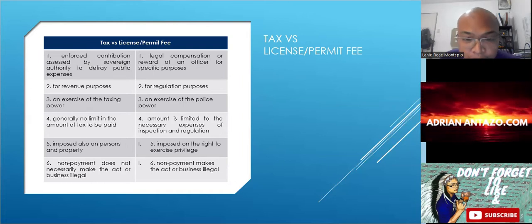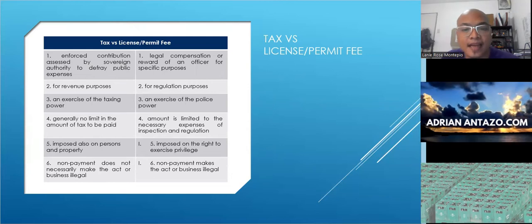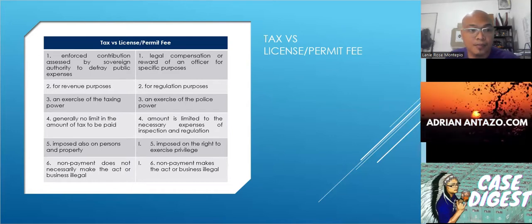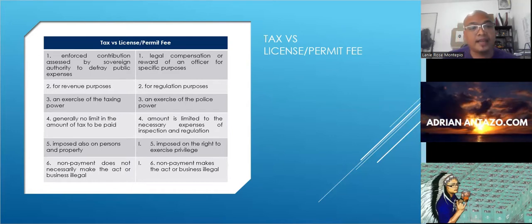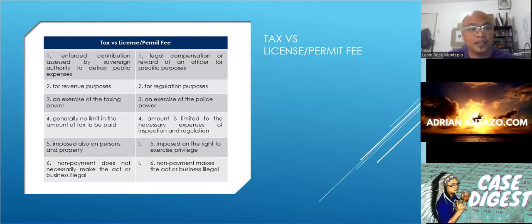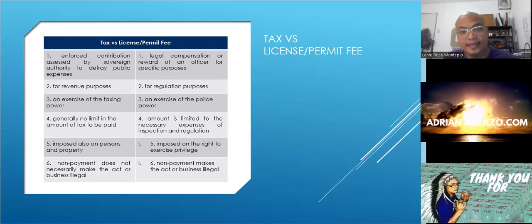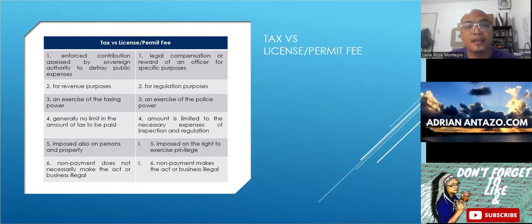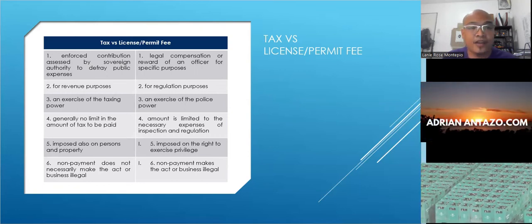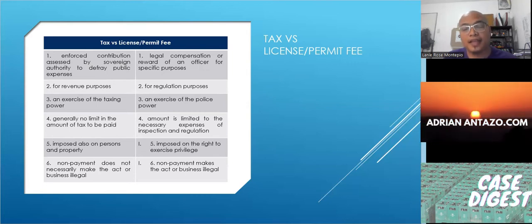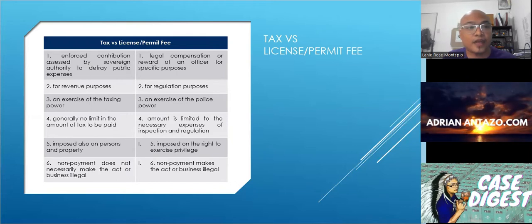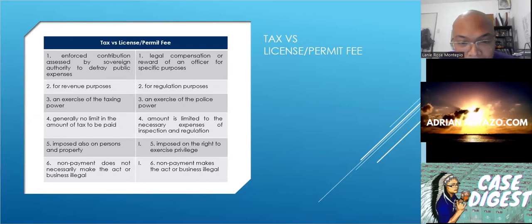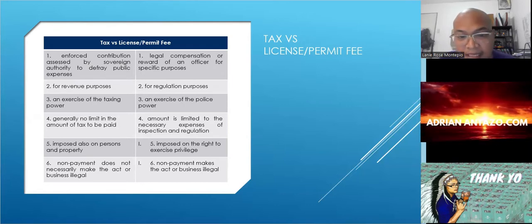Next, we also have the tax imposed on the right to exercise a privilege. Again, as we mentioned in our previous discussion, some of the acts that we are doing are just privileges, right? So if we want to construct a house on a lot, that is a privilege which the government must also regulate. Also, having a business or paying for having a business. That's the reason why the government is asking for a business permit, because that is a privilege. Okay. And lastly, non-payment makes an act or a business illegal.